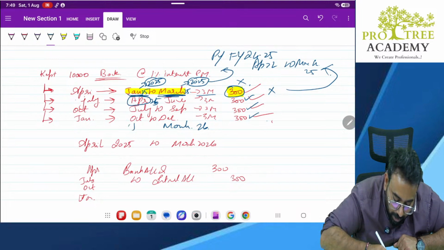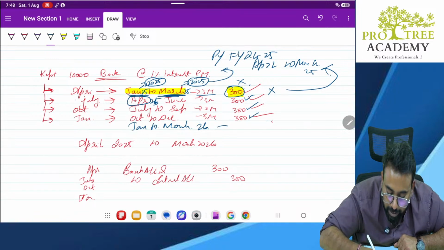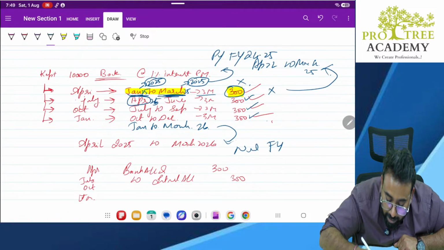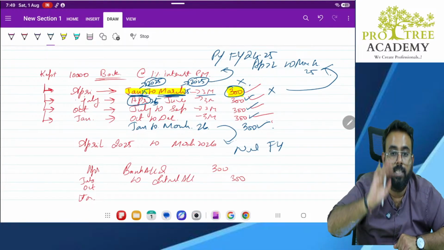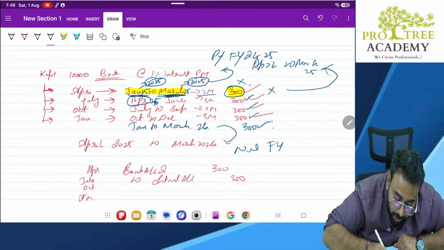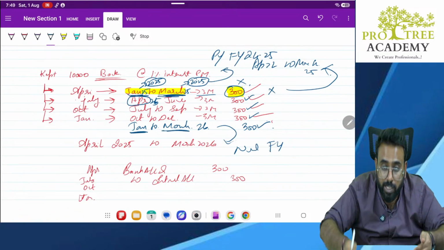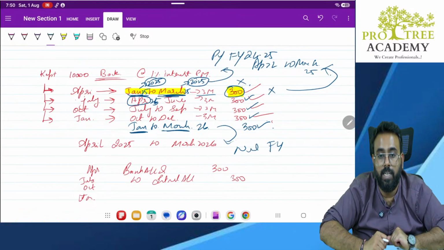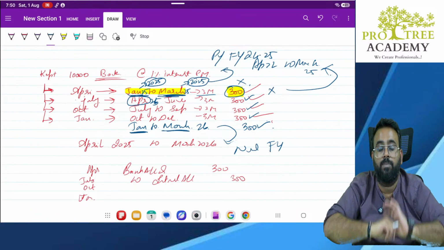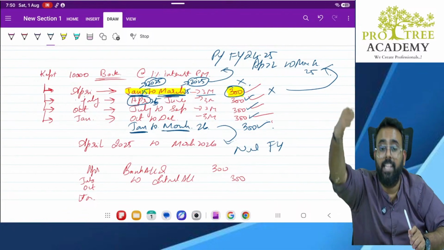What happens with January to March? This is going to be received in the next financial year. Correct. But is that income of the current year? The answer is yes. That is income of the current year. Why? Because January to March falls under this financial year. But the interest is paid in the next financial year.